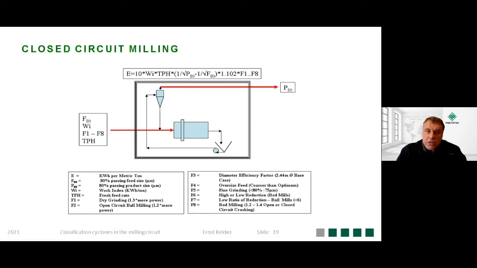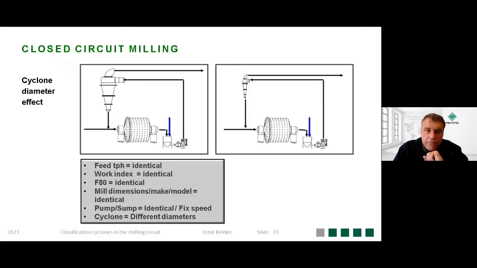So I'll come back to this. You will see this flow diagram a couple of times in this presentation, so I'm not going to go into too much detail explaining it right now. But at this stage, the cyclone overflow is the stream that's leaving the process, and that's where the P80 or the grind of the circuit is measured.